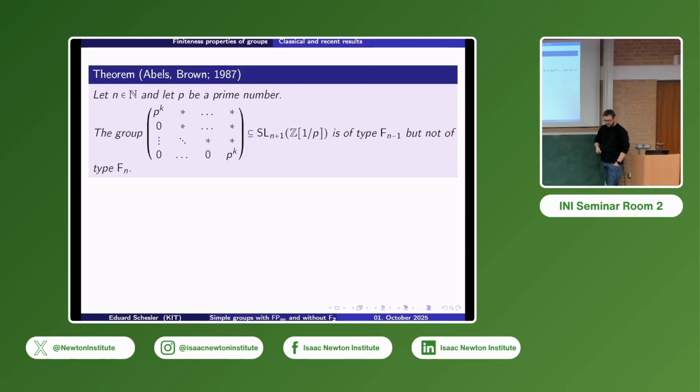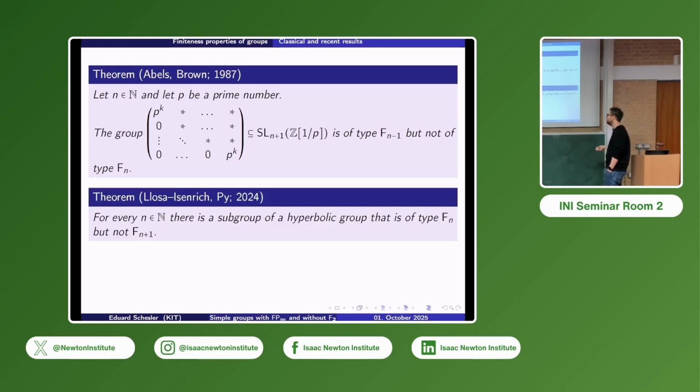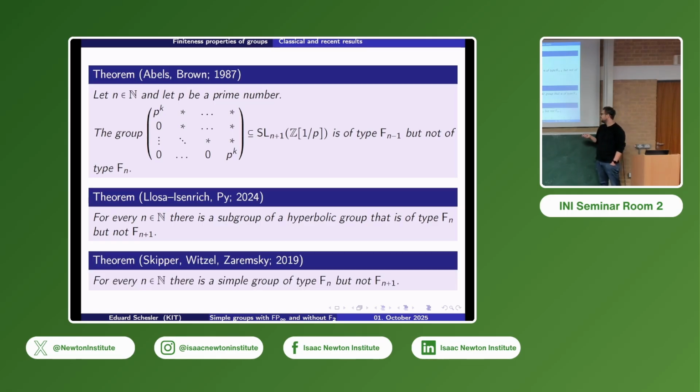Since then, all kinds of examples of groups separated by finiteness properties appeared. Solvable groups were provided by Abels and Brown. Recently, examples were found within hyperbolic groups by Claudio and Pierre Py. Another interesting result was provided by Skipper, Witzel, and Zaremsky. They found simple groups separated by finiteness properties. So meanwhile, there are plenty of examples of Fn but not Fn+1. So is it really exotic still?